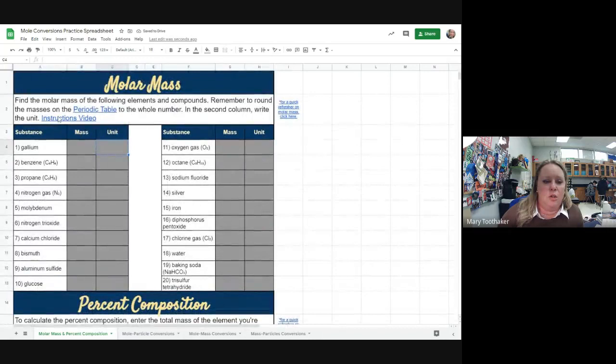There is a link to instructions on how to do this. There is a link to a periodic table. And if you need a quick refresher on how to do molar mass, there is a link there for that.